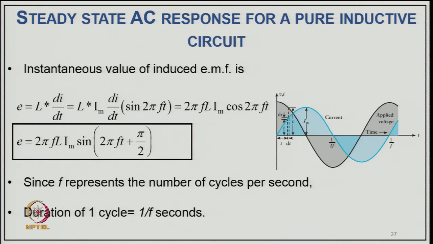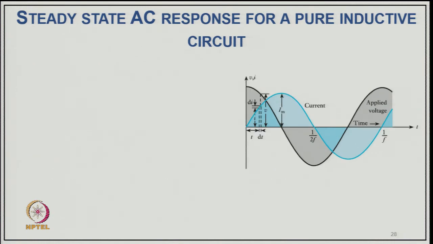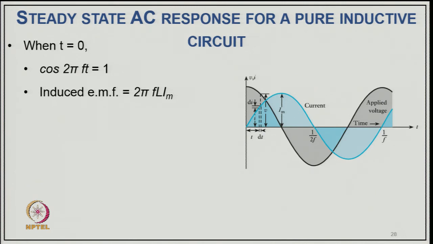Since f represents the number of cycles per second, the duration of one cycle is 1 upon f second. So, at t equal to 0, cos 2 pi f t equals 1.